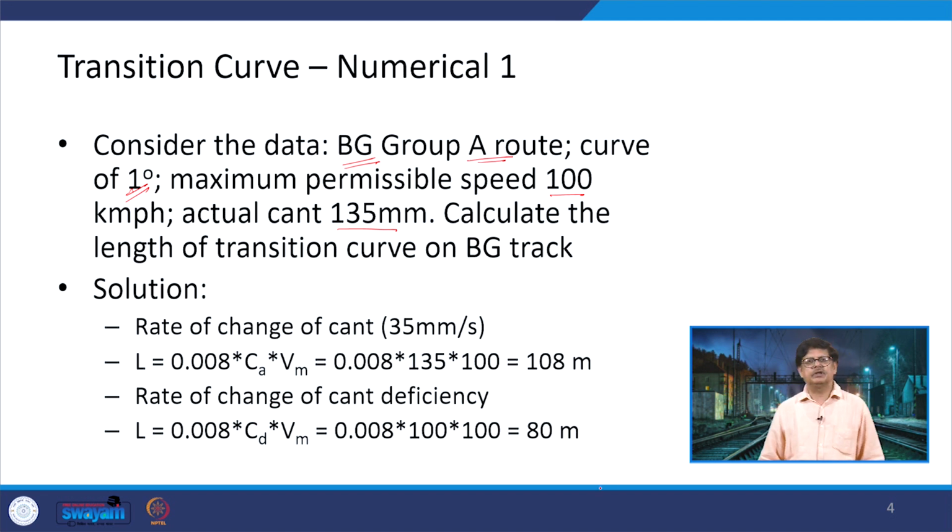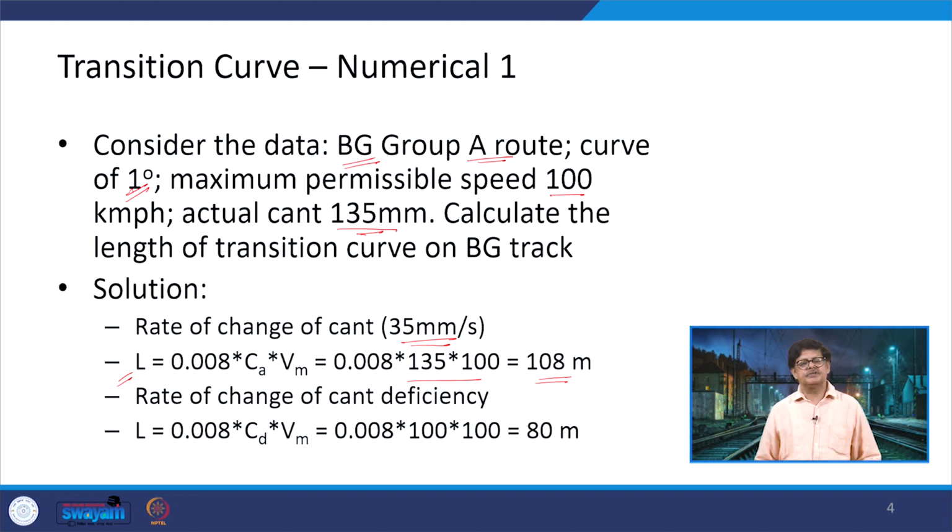So, the rate of change of the cant in the desirable value is 35 mm per second, and for that the length is given by this formula, that is L is equal to 0.008 into Ca into Vm. So, if we put the values here, where Ca is given as 135 mm and the speed is also given as 100 kilometers per hour, what we get is 108 meters as the length of the transition curve, so as to satisfy this condition.